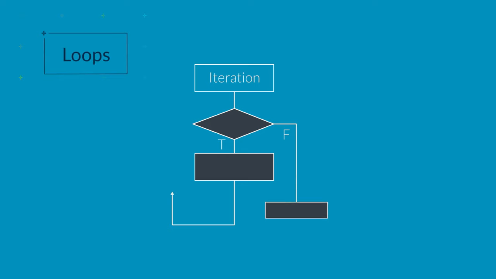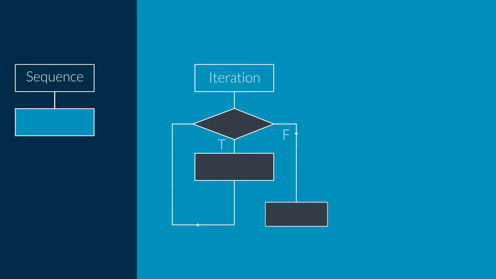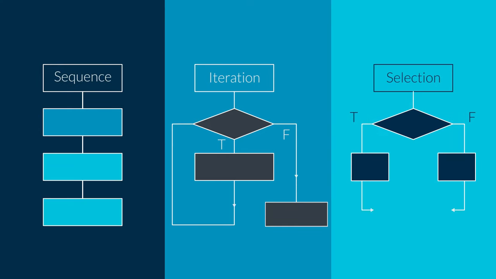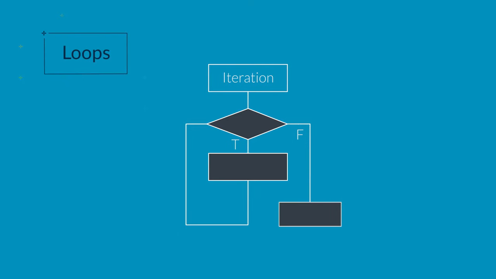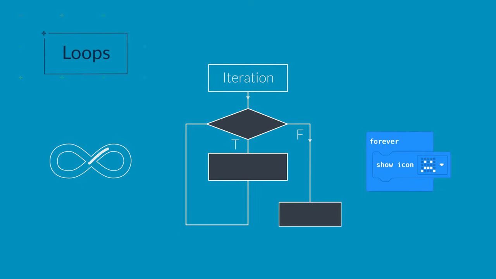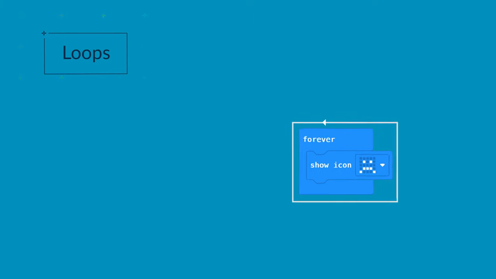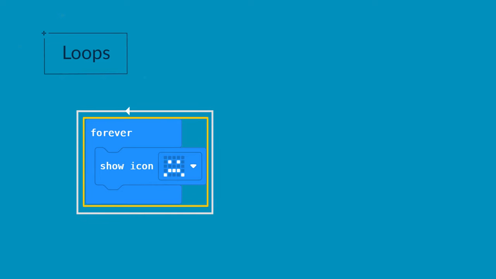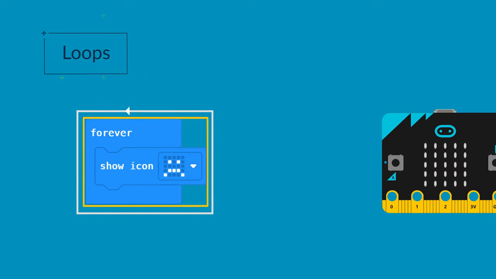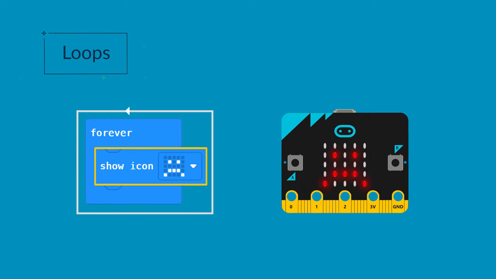Iteration is a core construct in programming, along with sequence and selection that you already know about. Iteration means to repeat. In MakeCode, they use the word loop. It means that the blocks within it can run several times. The forever container is an example of a loop that you've already used. Whatever blocks you put in it keep on running over and over.